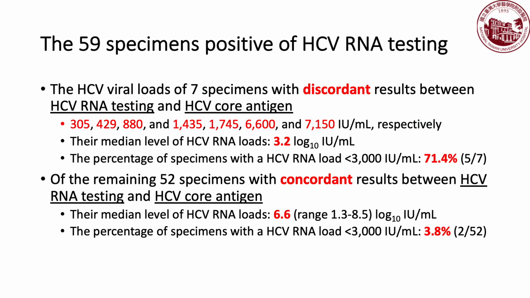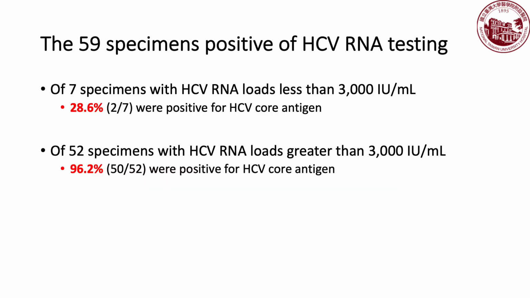The HCV viral loads of 7 specimens with discordant results between the two tests were as follows. Their median level of HCV RNA load was 3.2 log IU per milliliter. The percentage of specimens with HCV RNA load less than 3,000 was 71%. Of the remaining 52 specimens with concordant results between the two tests, their median level of HCV RNA load was 6.6 log IU per milliliter. The percentage of specimens with HCV RNA load less than 3,000 was only 3.8%.